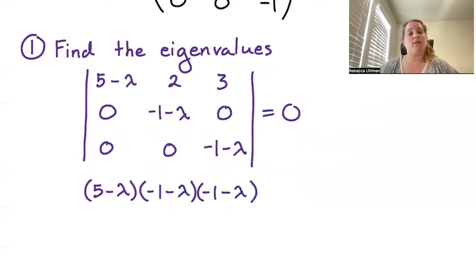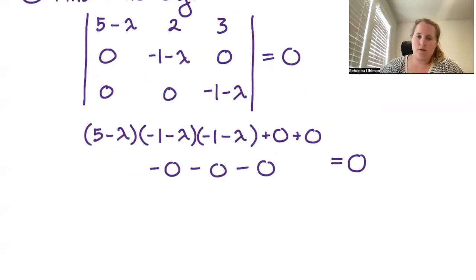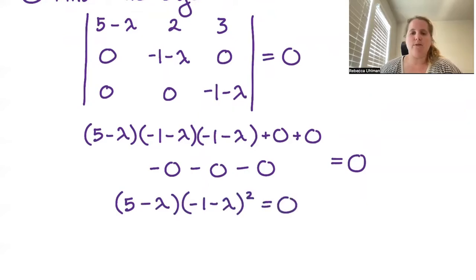You could always check the rest if you wanted. We have plus 0 for our remaining two forwards diagonals, and we have -0, -0, and -0 for our three backwards diagonals. That should all equal 0. So we are looking at 5 minus lambda times -1 minus lambda squared is equal to 0.